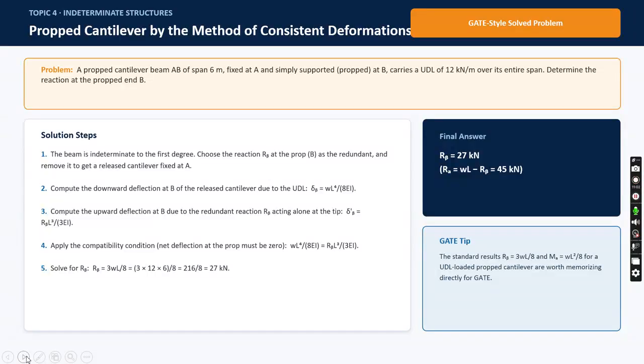Solve for RB, then you will get RB is equal to 3WL by 8. Just substitute the values 3 into 12 into 6 divided by 8, then you will get 216 by 8. When you solve this, you will get 27 kilonewton. Okay, this is the right answer.